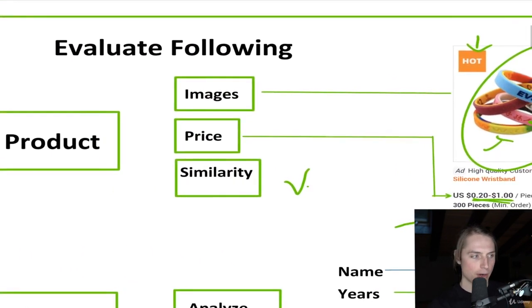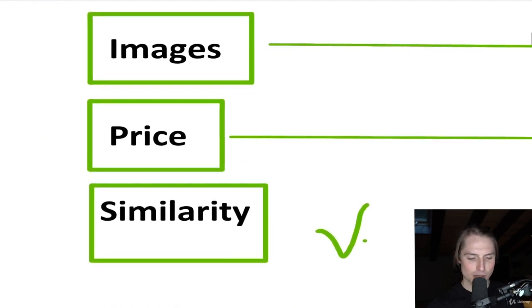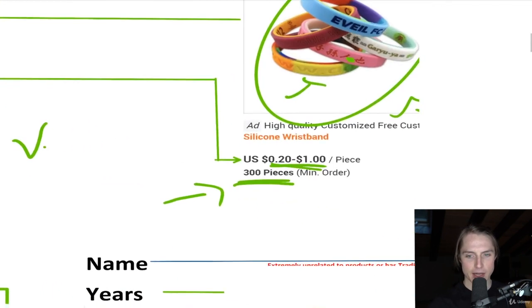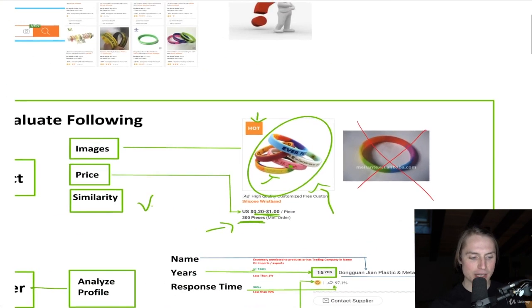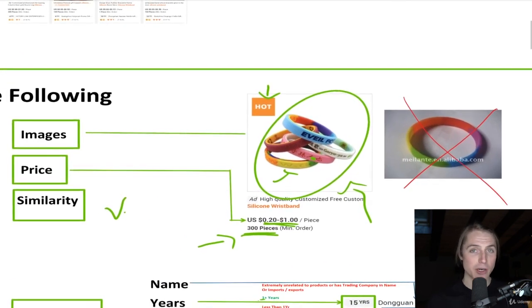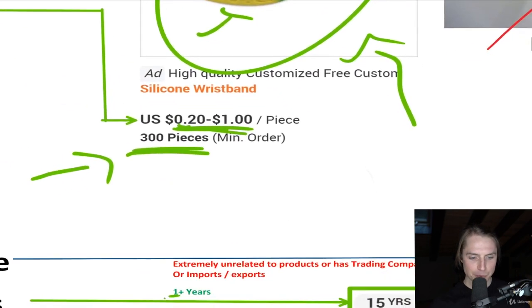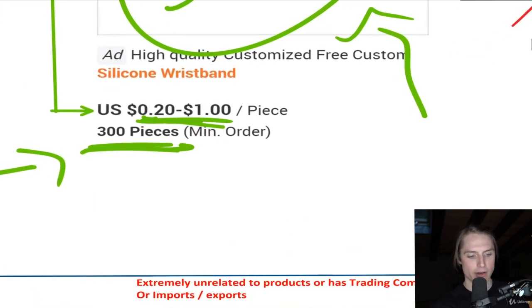If we're going to evaluate the product, we're going to look at images, price, and the similarity, okay? We want to choose an image that looks the most like what we're trying to do, because we're trying to customize or make a little bit of changes, or maybe they have exactly what we want and it's not on Amazon. Then perfect. We look at that product image, then the price, which is down there, and then the minimum order quantity. Now, these are both negotiable.